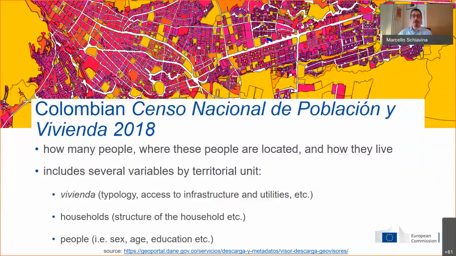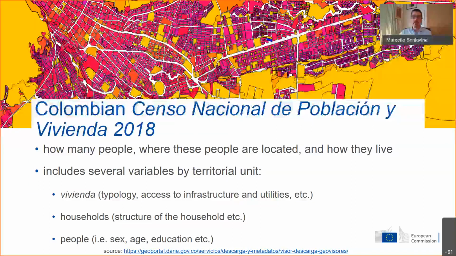So the national population and housing census for Colombia was driven by 3 main objectives: to know how many people live in Colombia, where these people are located, and how they live. The production of a periodic census is required by law, and the census constitutes the main source of the national statistics system. This process unfolded between 2013 and 2020, and included many logistical and practical analysis phases.